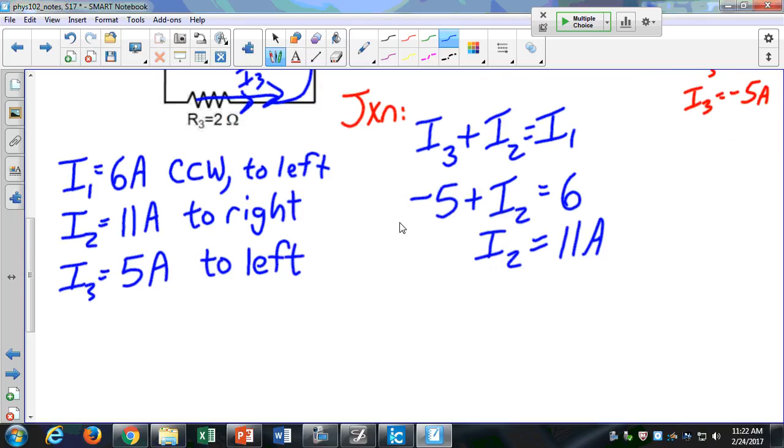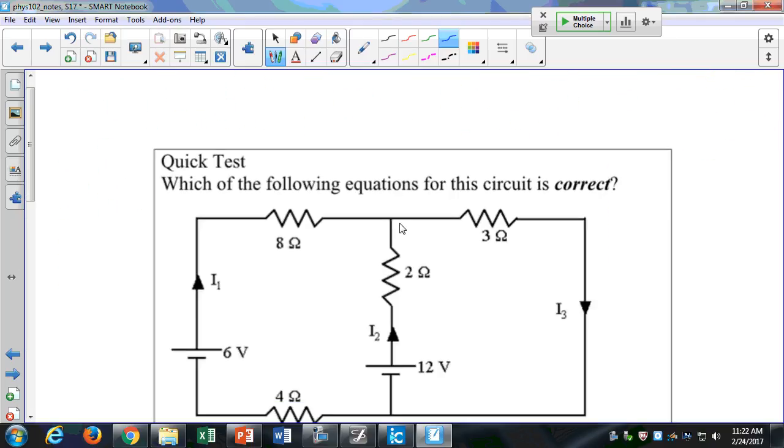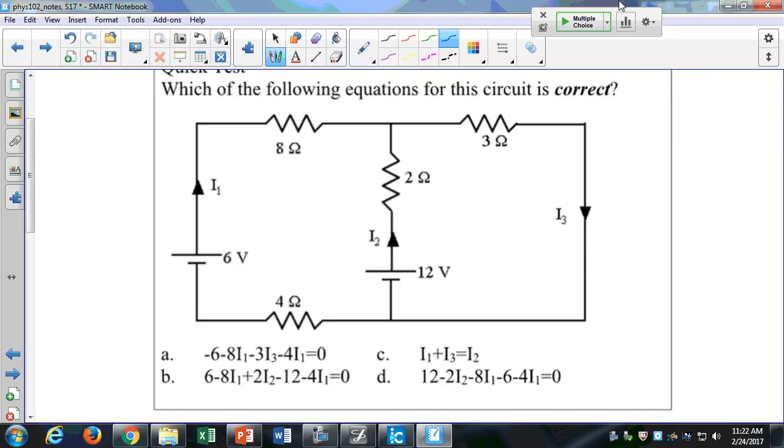Let's see. We're going to do some more. You'll certainly have a question like this too. Let's try this. Which of the following equations for this circuit is correct? Now I've labeled the directions of the currents on the circuit. What you need to do is, well, let's see, A is not right. This one is not a correct equation. So let me show you how I know that.